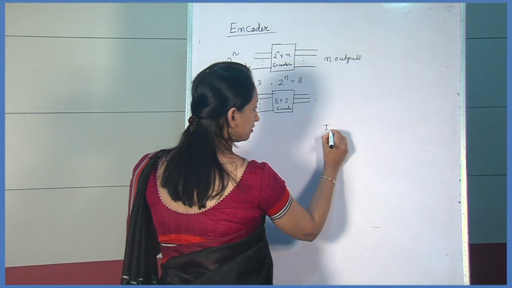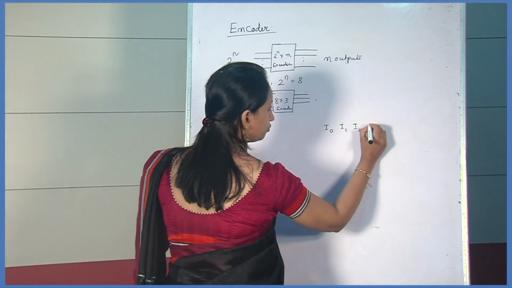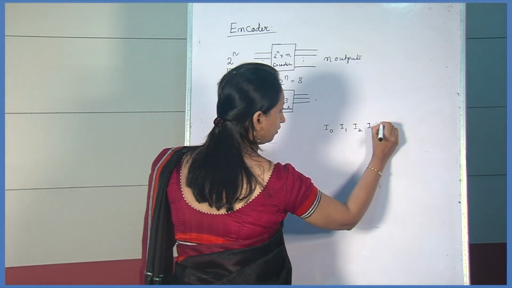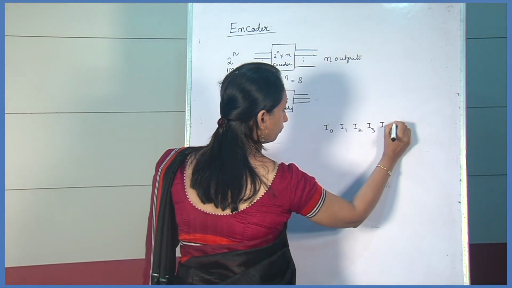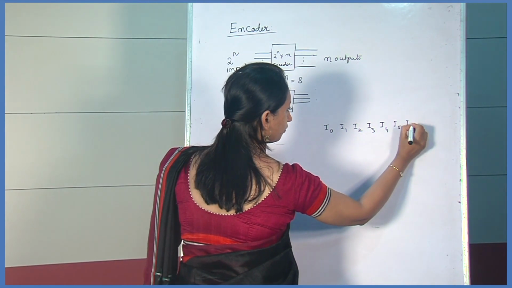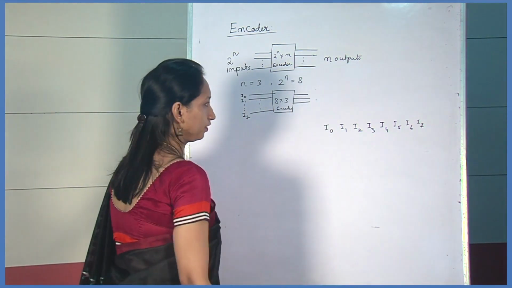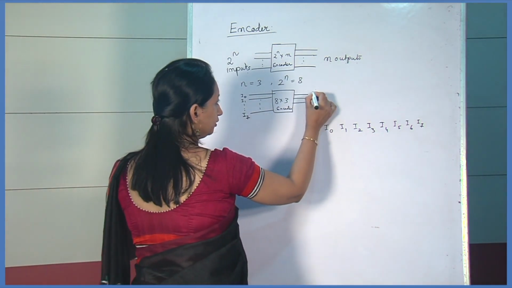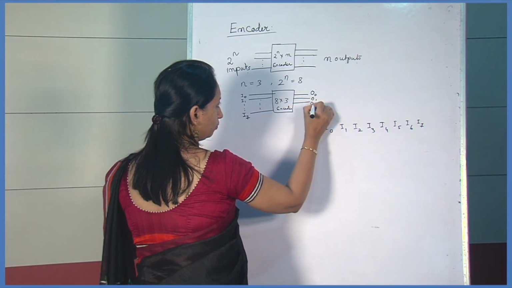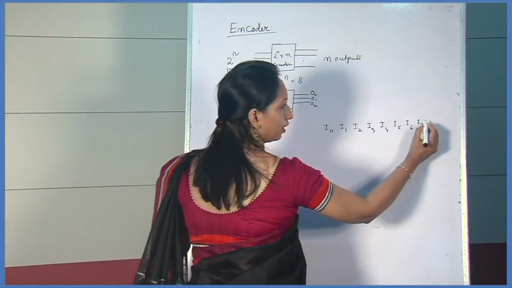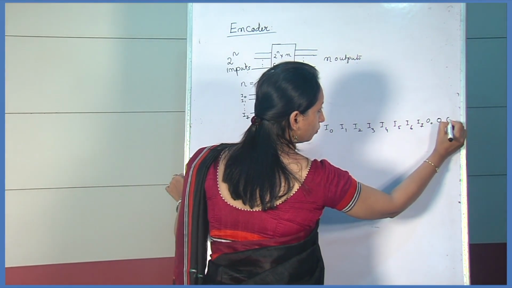So I0, I1, I2, I3, I4, I5, I6, I7, and the outputs are given as O0, O1, O2. So here is O0, O1, O2.